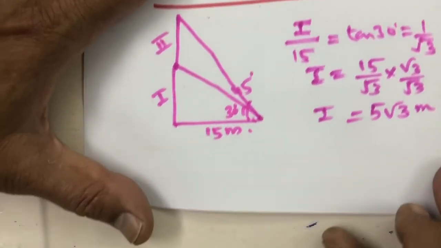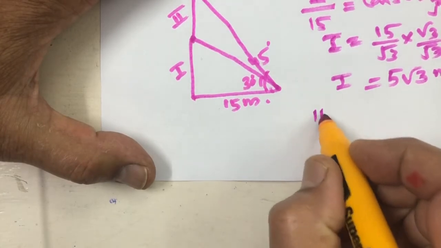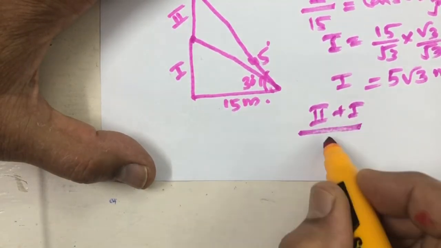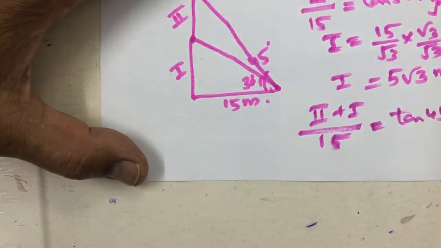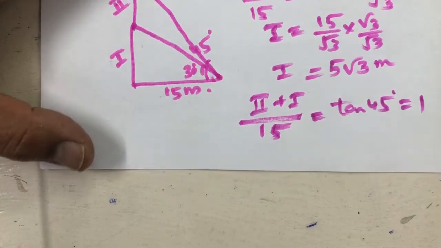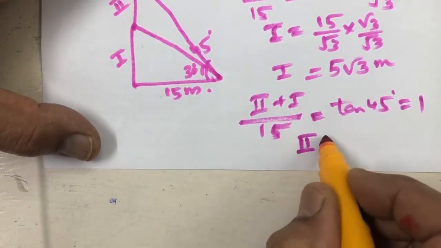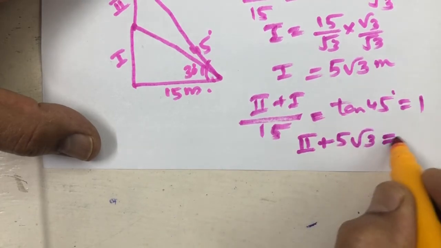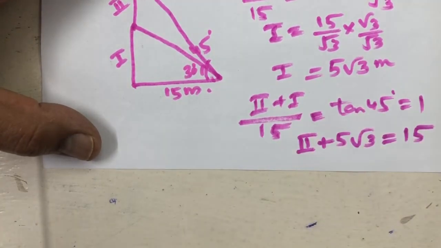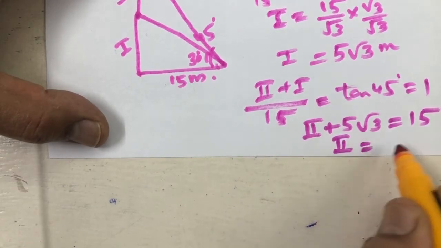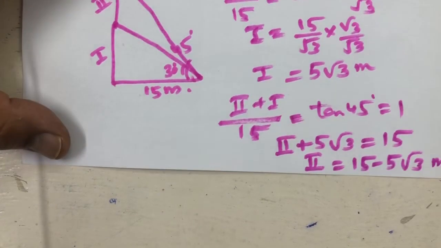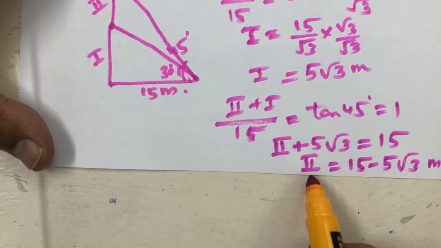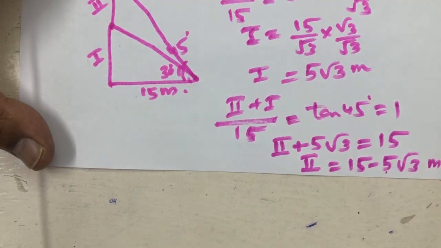Now secondly, second plus first divided by 15 meters is nothing but tan 45, and tan 45 is nothing but 1. That's why second plus first equals 15, so second plus 5 root 3 equals 15. Hence the second story is 15 minus 5 root 3 meters. What a good question. The height of the second story is 15 minus 5 root 3, and you can calculate 5 root 3 very easily, 5 into 1.732.